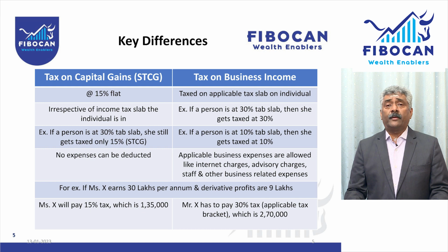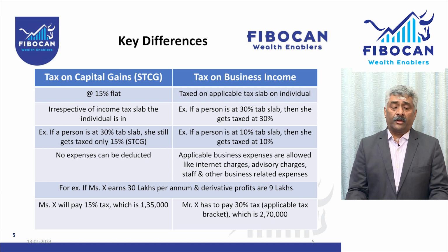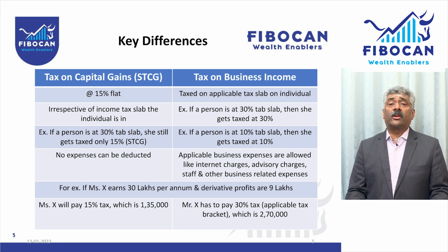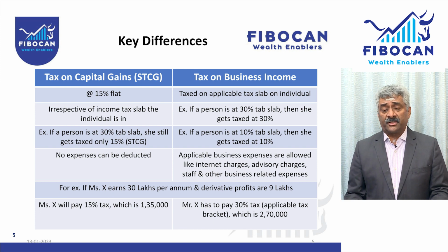Irrespective of the income tax slab, a person is taxed at a flat rate. For example, if a person is in the 30% tax slab, she will get taxed at 15% on short-term capital gains. Also, no expenses are allowed when it is considered short-term capital gains. Whereas, what happens if it is business income? Business income is taxed on the applicable tax slab of that individual.